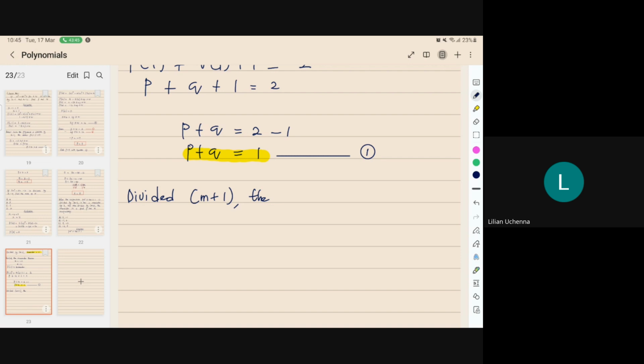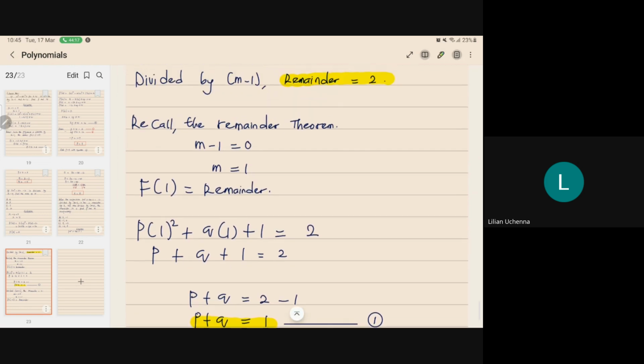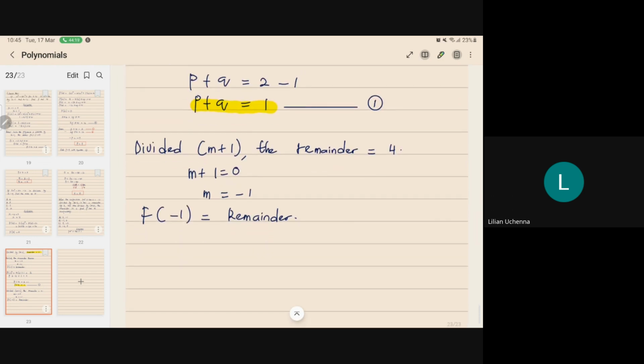So now divided, the remainder is equal to 4. So that means that m plus 1 equals 0. So m is equal to negative 1. So it means that when I plug in m equals negative 1, it should be equal to my remainder. That's our remainder theorem. So let's plug that into that function, which is pm squared plus qm plus 1.